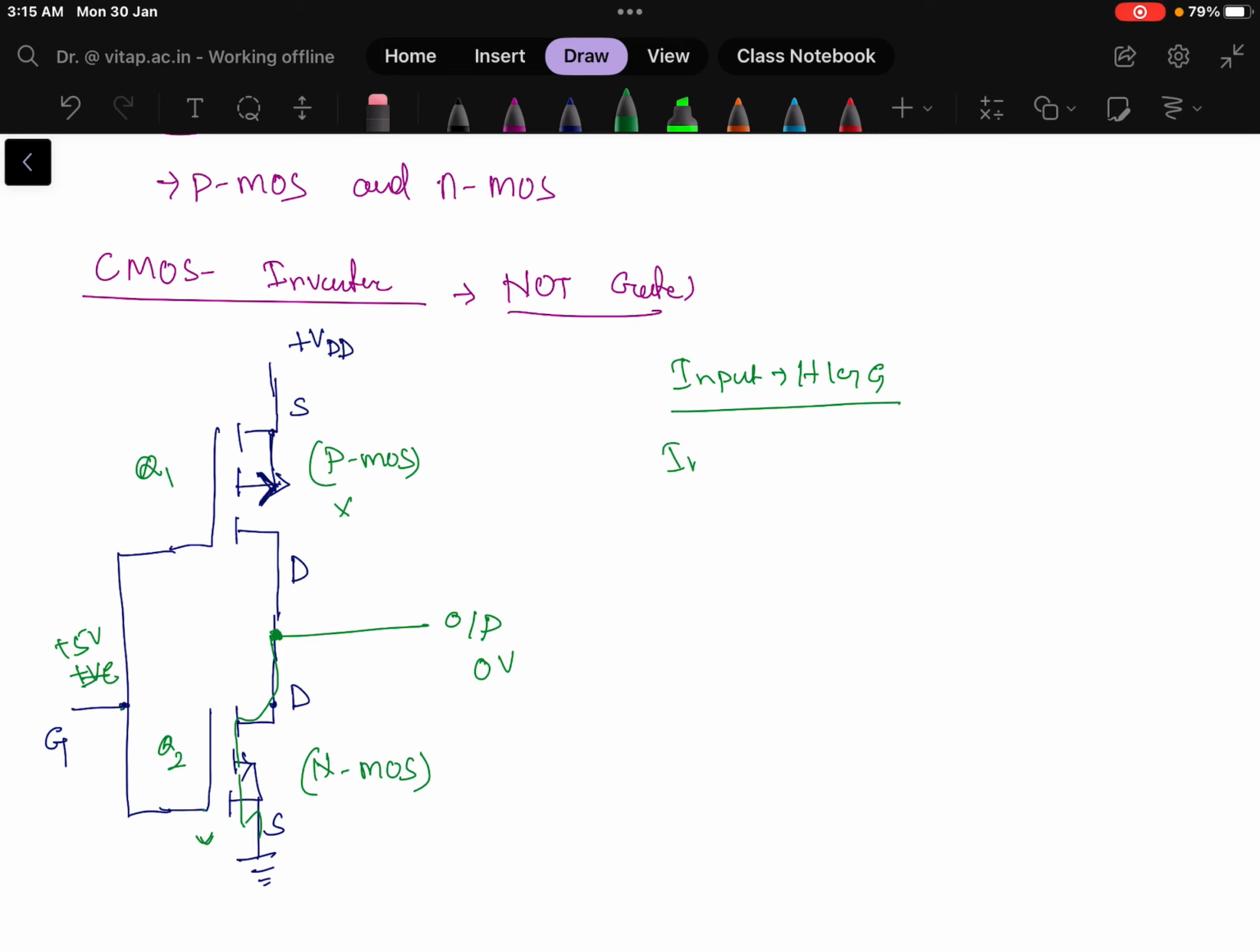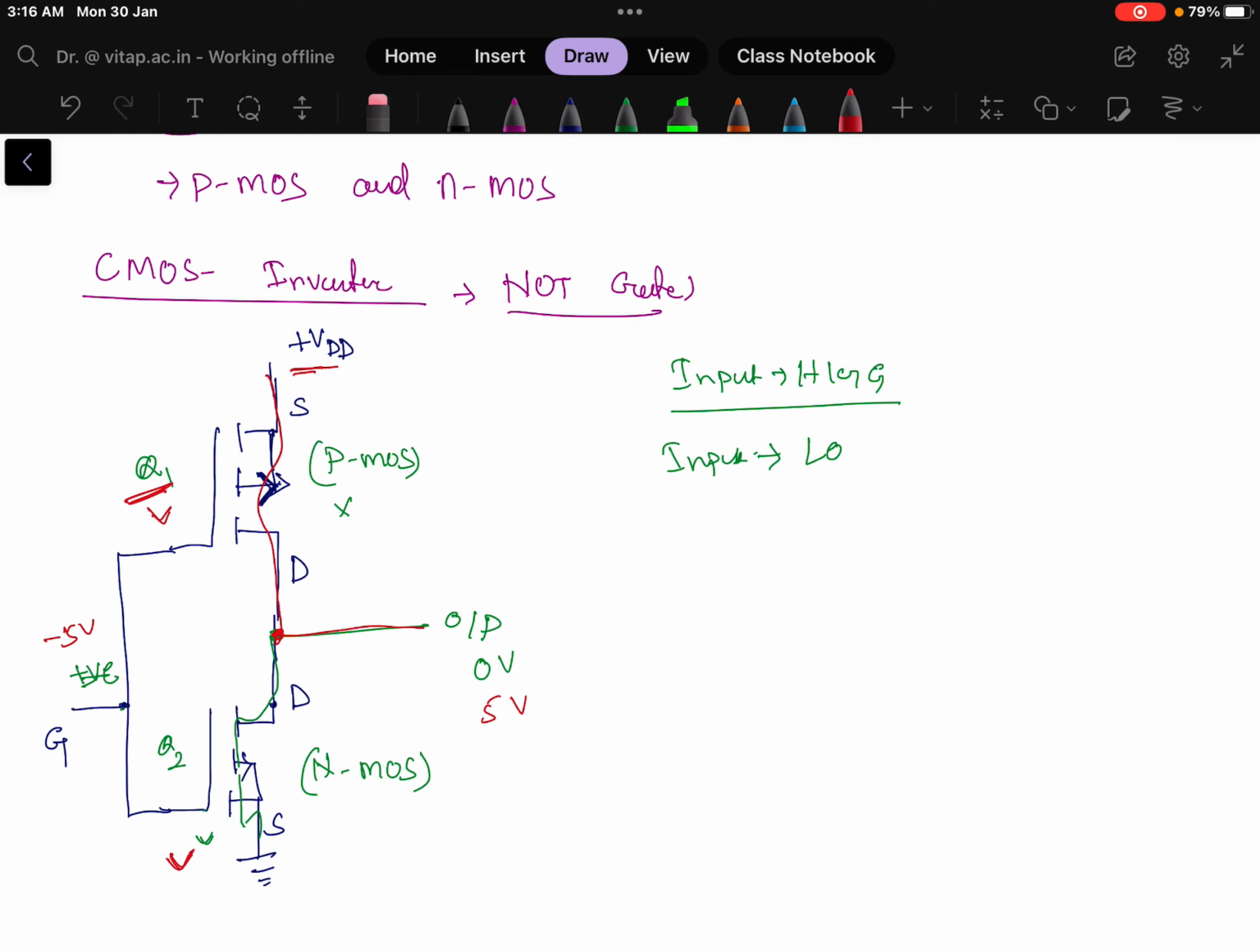Next, if I apply input low, let us consider low means applying minus 5 volt for better understanding. If minus 5 volt is applied, Q1 will be switched on. Because it is a PMOS, the channel will be created, so drain to source current will flow, and Q2 will be switched off since a negative voltage is applied. In this case, plus VDD will appear at the output through this point, and we will get the output as 5 volt.